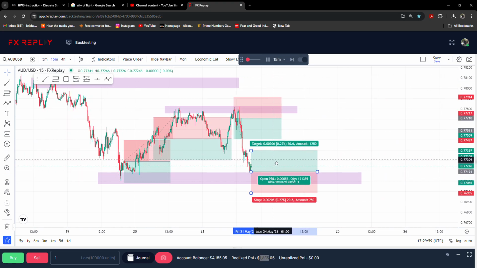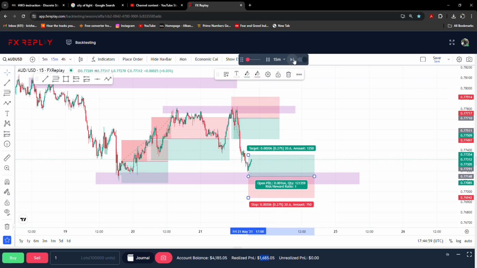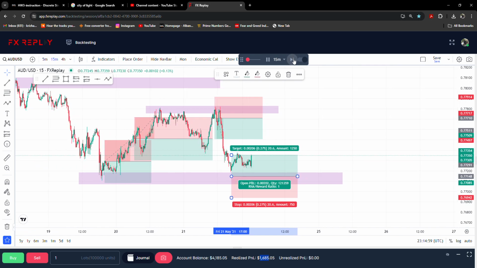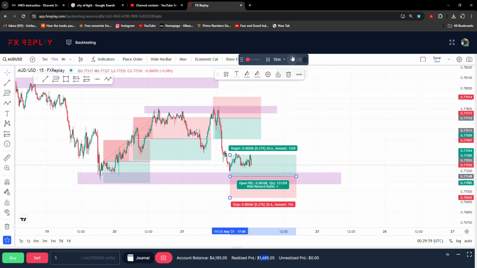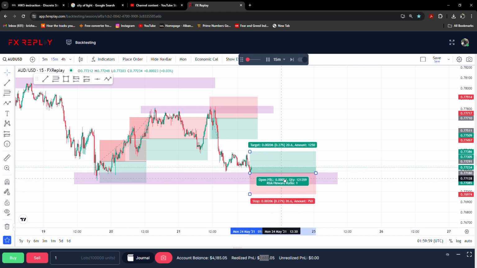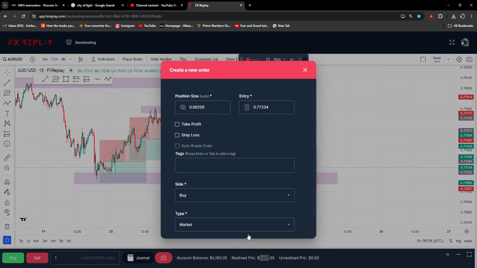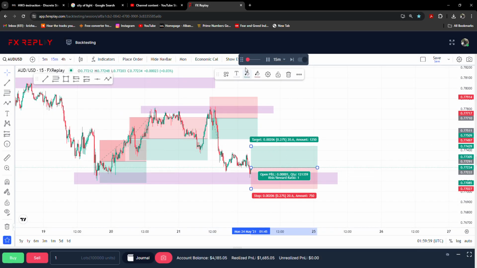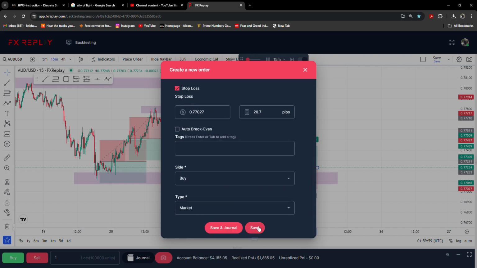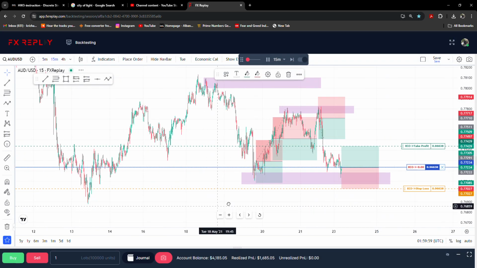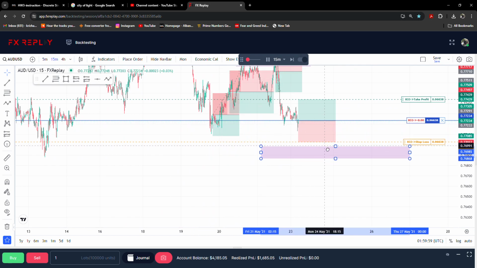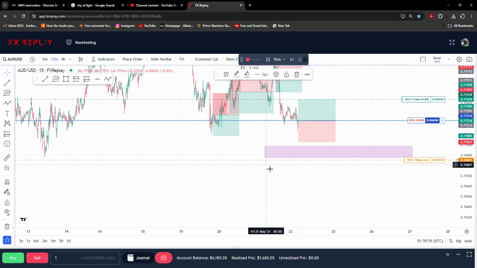All right, she kind of touched that level a bit. I wanted it to pierce through. Let's see if she does it. She's not really doing it. Okay, she pierced through. Let's say we got in here. I'm gonna place this trade, again risking $200. I'm gonna go for a buy, and then we're gonna look for the next level where price is likely to reverse.